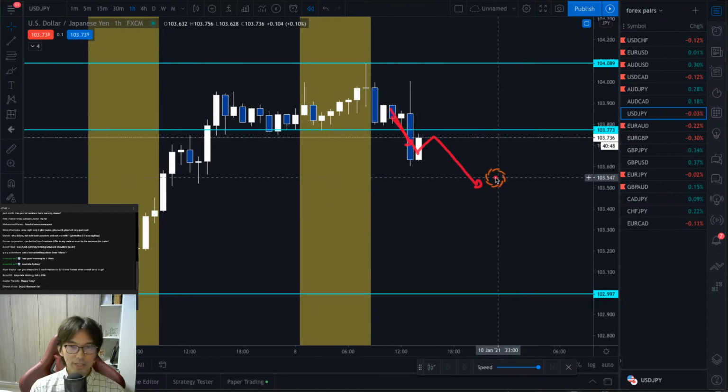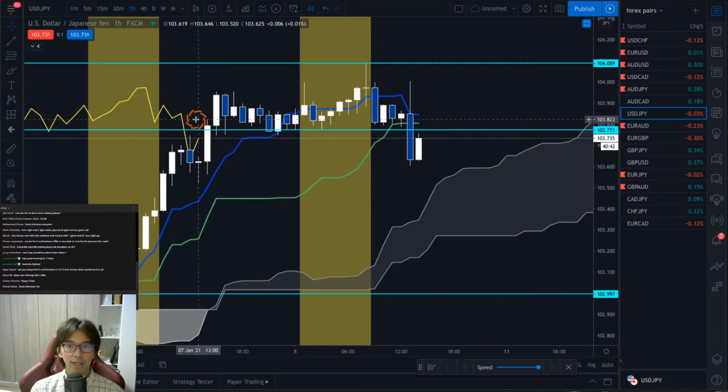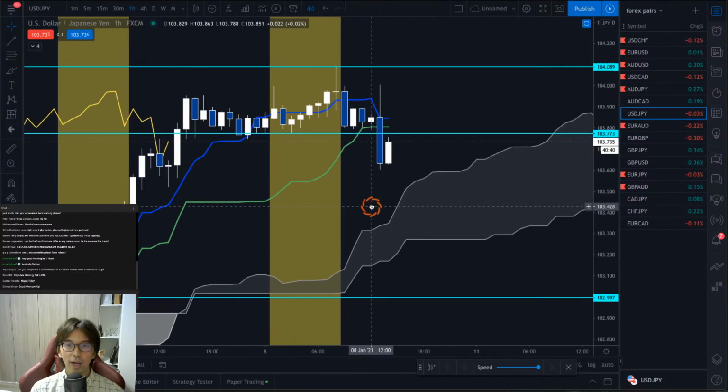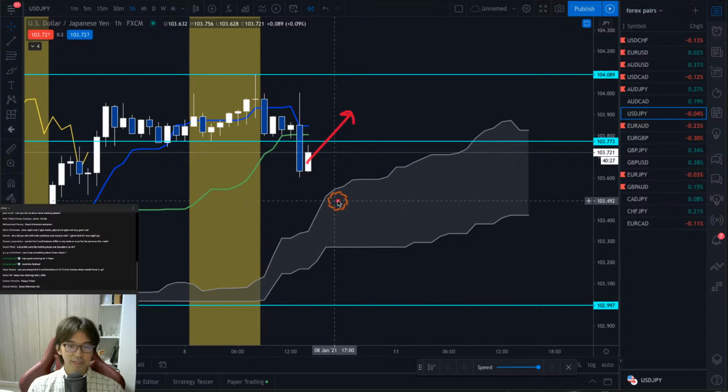But this looks like it is in a range market. Let me show the Ichimoku here. In the 1 hour, the Kumo is flat right now and the Kijun Sen is flat, so the market is basically in a range. So it might come back to the Tokyo box.